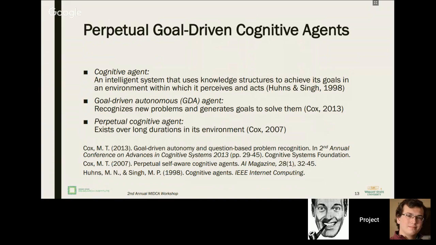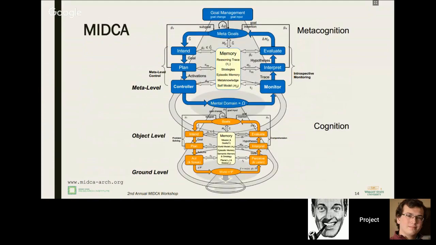That drives our research. If you have a long duration for which an agent needs to be independent, things will happen that it doesn't expect, and you need to be able to react to that and manage it to avoid catastrophe.